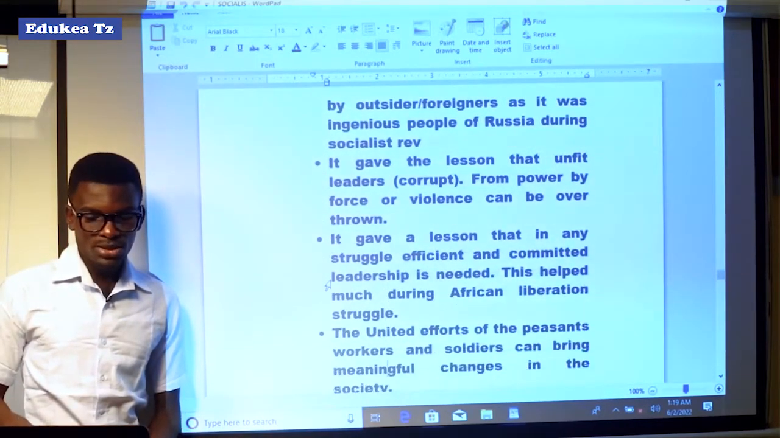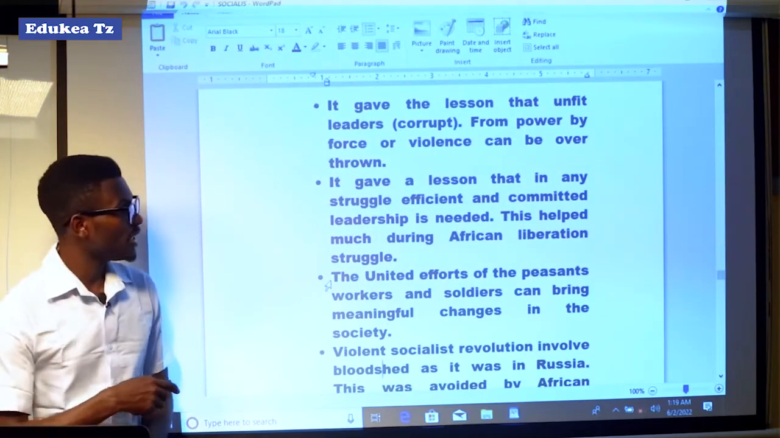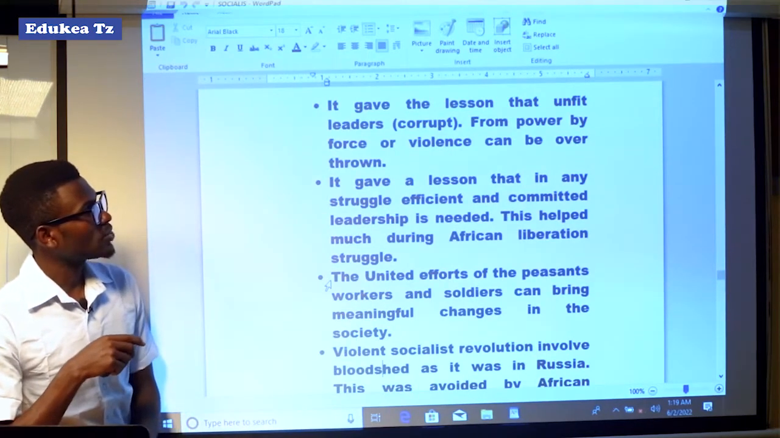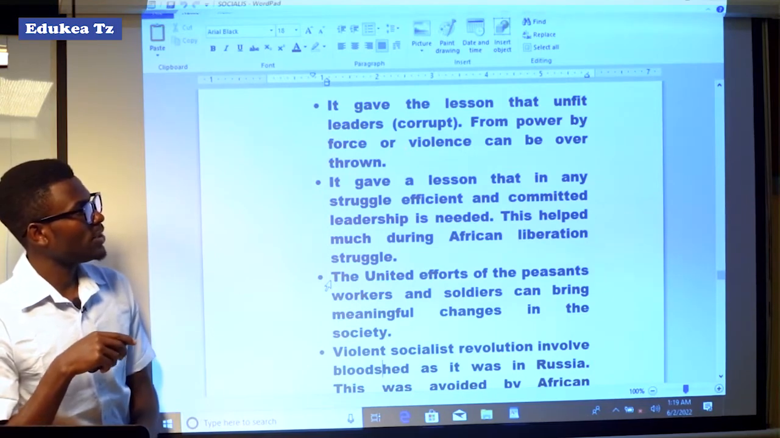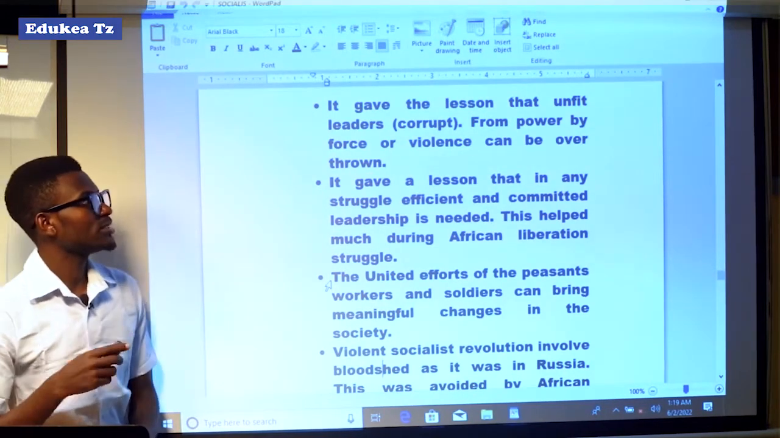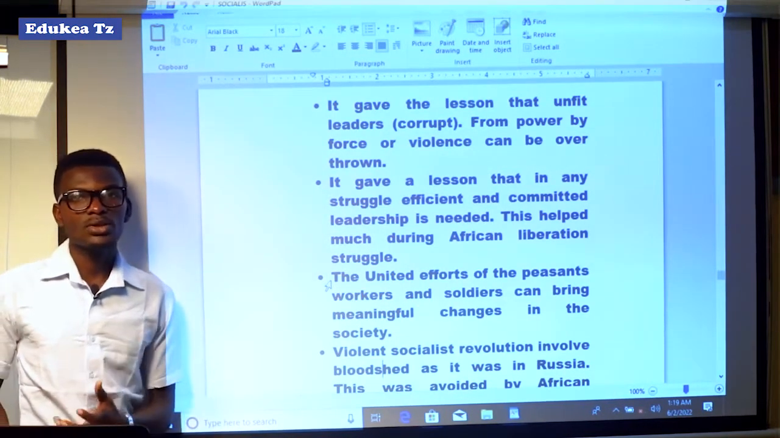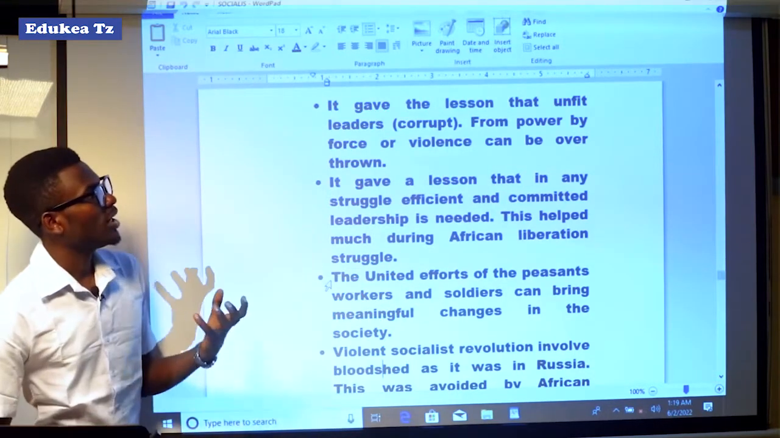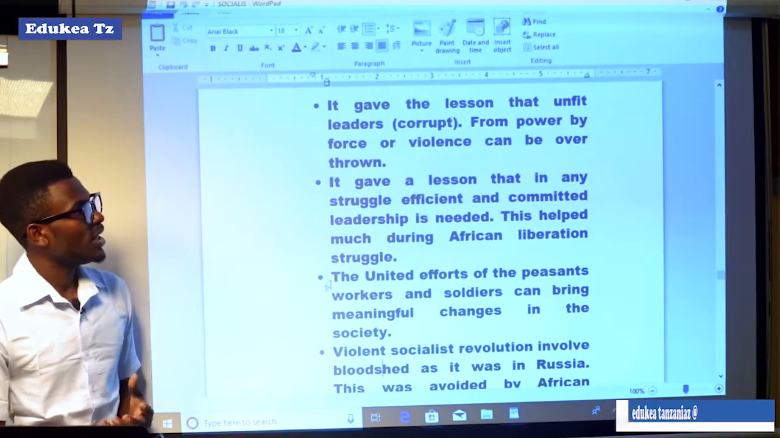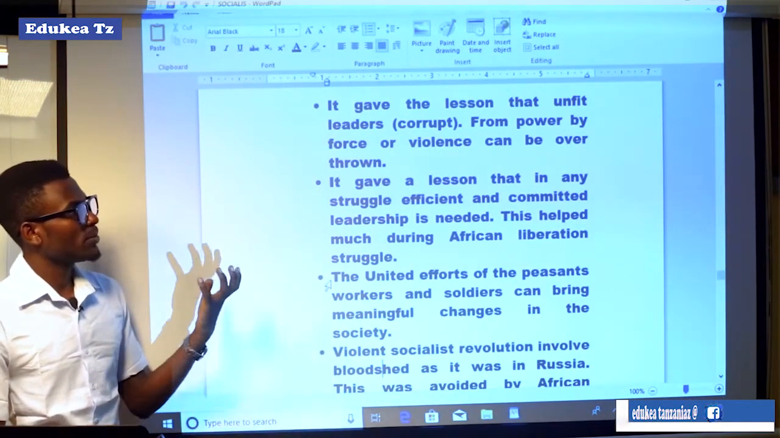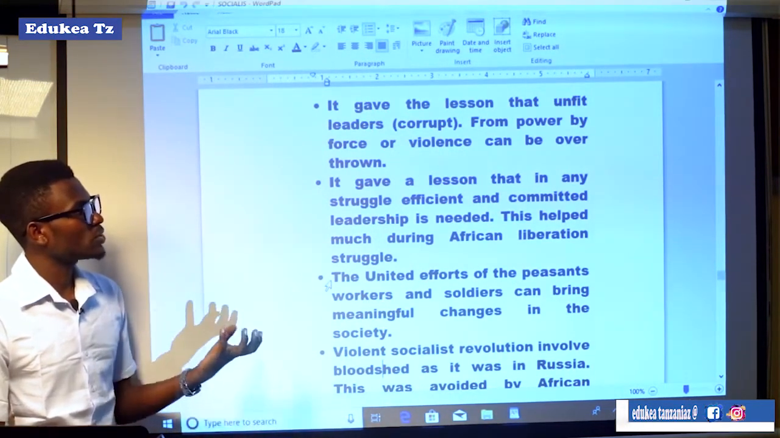1917. Also, another lesson it gave was that unfit leaders or corrupt leaders can be overthrown from power by force or violence. It means that the lesson they got from the Russian revolution is that unfit leaders or corrupt leaders must be removed from power by using force or violence.